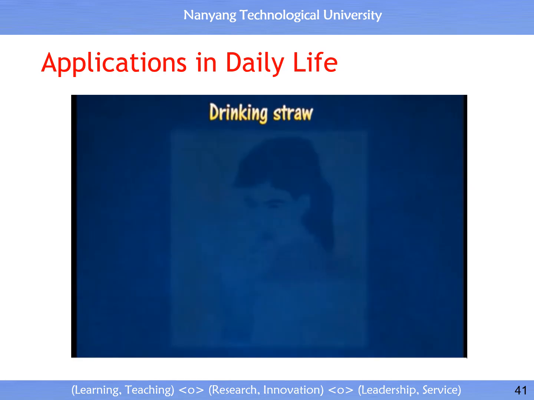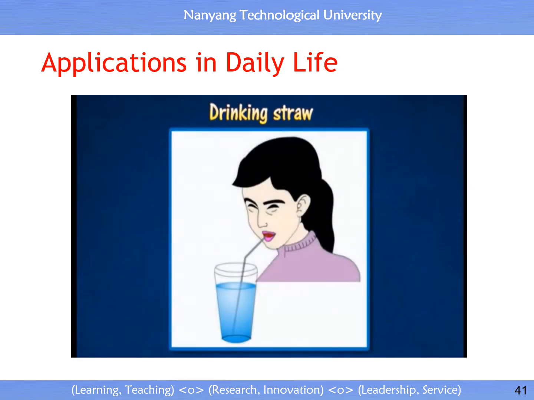The diagram shows a person drinking with the help of a straw. When air is sucked out from a drinking straw, the air pressure inside becomes lower. The higher atmospheric pressure, acting on the surface of the drink, pushes the drink into the drinking straw, and enables it to be sucked into the mouth.